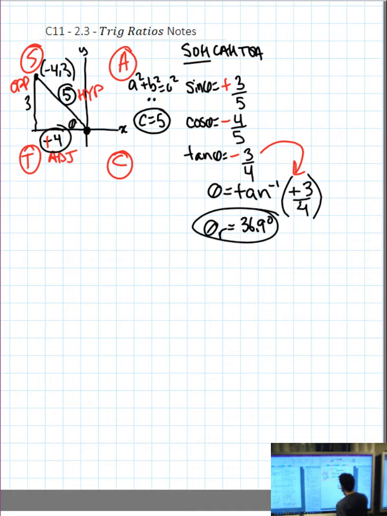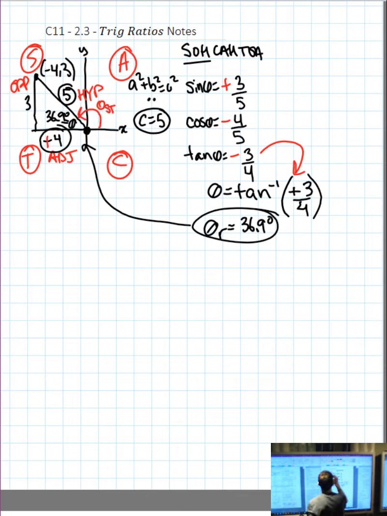Circle your answer. Put it in the diagram where theta is. 36.9 degrees equals theta. Draw big diagrams. So now we have to figure out what theta STP is. So that's going to be from the positive x-axis to wherever our terminal arm is. So let's draw that in the diagram and call it theta STP. And let's find it down below.